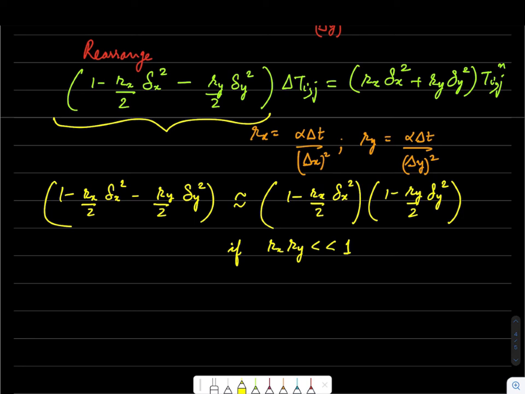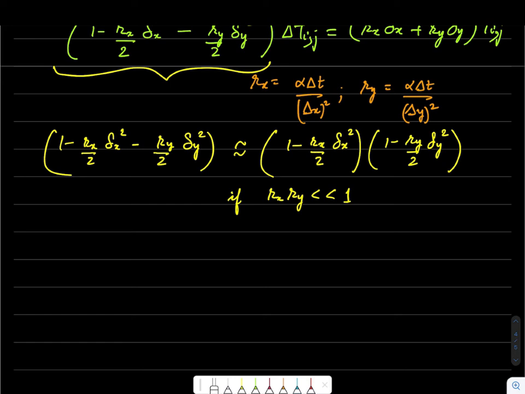Because note that when you open this parenthesis out, the last term you will get, which would be a new term on the right hand side, would be rx into ry by 4 del x square del y square, and that has to be operated over delta Tij. So clearly we are saying that this term itself is small, and then also the operators on the temperature are small.